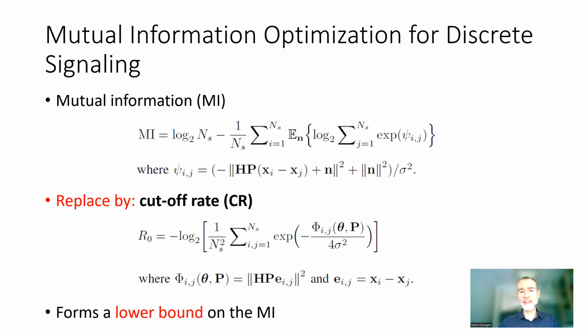And there are two things here, I guess. First of all, the proximity of this lower bound, so how good is it as a lower bound on the mutual information, but also, in other words, is it true that if we optimize the cutoff rate, we are also near optimizing the mutual information, even if the bound is not that tight?